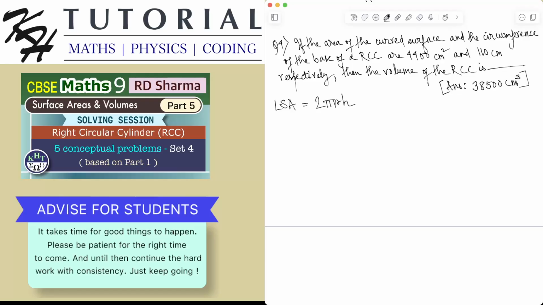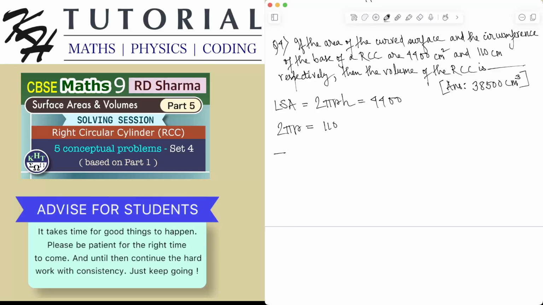Always remember that the curved surface means the lateral surface area. This is given as 4400. What is the circumference of the base? Circumference of the base is 2 pi r. This is given as 110.